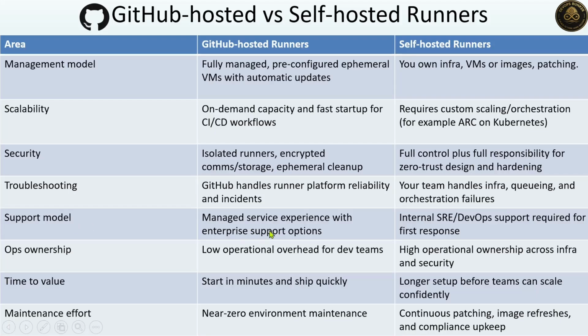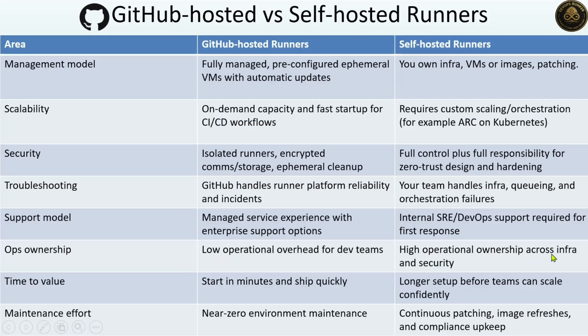Support model. Managed service experience with the enterprise support option. We have GitHub support here, but with self-hosted runners, we have to contact our internal team only. GitHub will not provide any support for failures in the self-hosted runner. Operational ownership. Low operational overhead for developer teams.